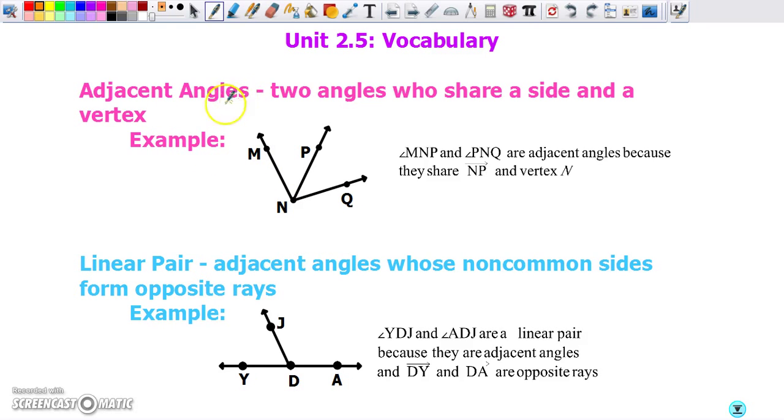Starting with adjacent angles, the word adjacent means next to, so two angles that share a side and a vertex. So angle MNP right there, and then PNQ, which would be this angle right here. Those are considered adjacent because they share a side, being ray NP, and their vertex is N. Now, a linear pair is a special type of adjacent angle, because adjacent angles are side by side, but the linear pair is going to make a straight line with its non-common rays. So they're opposite rays here, and they are a linear pair because they are adjacent and they make a straight line down at the bottom.